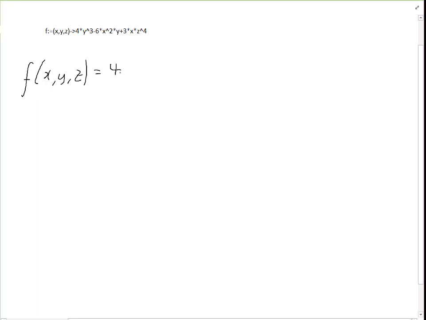Is 4y cubed minus 6x squared y plus 3x z to the power 4. 4y cubed minus 6x squared y plus 3x z to the power 4. That looks good. So now we can find 3 partial derivatives, because there's this one, and then y, and then z.